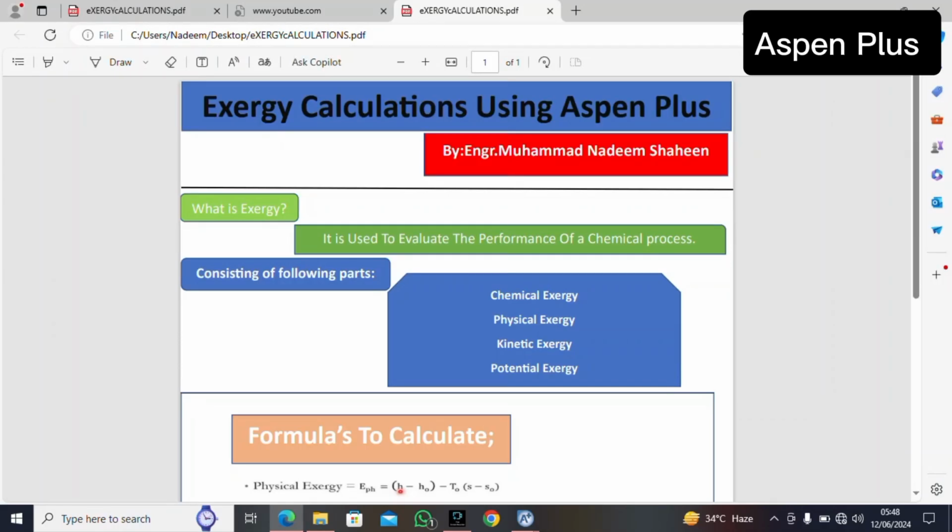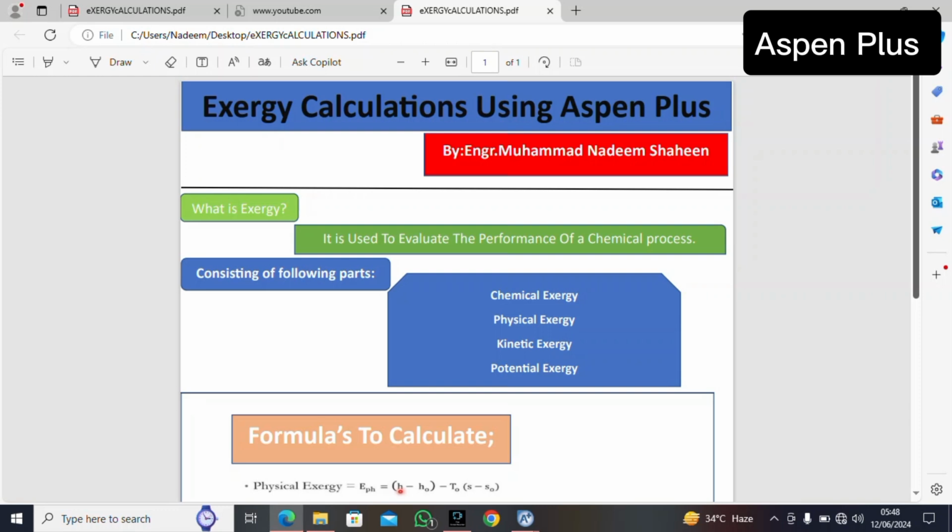Bismillahirrahmanirrahim. Today our lecture is about exergy calculations using Aspen Plus software. So first of all, we want to know what is exergy. Exergy is the most important concept which is used in a chemical process. It is used to evaluate the performance of a chemical process.